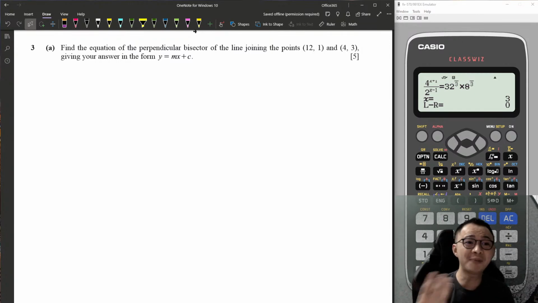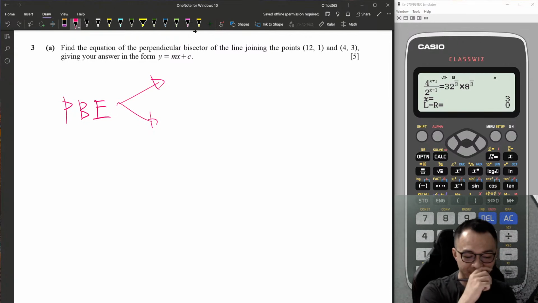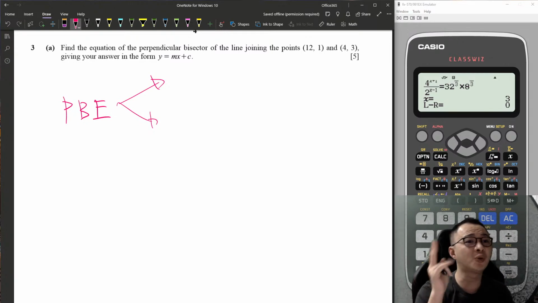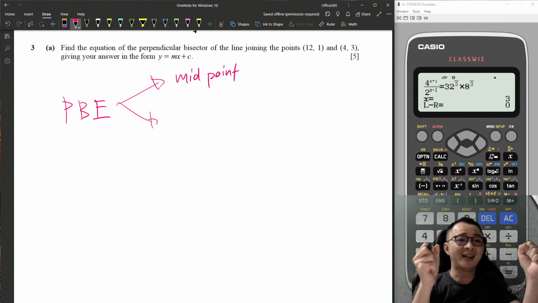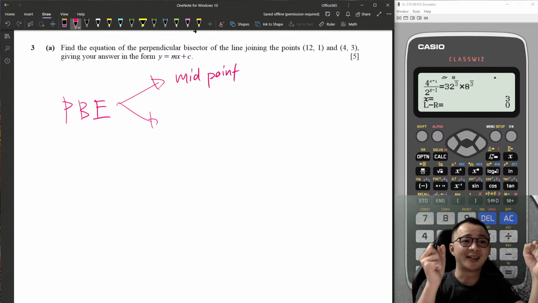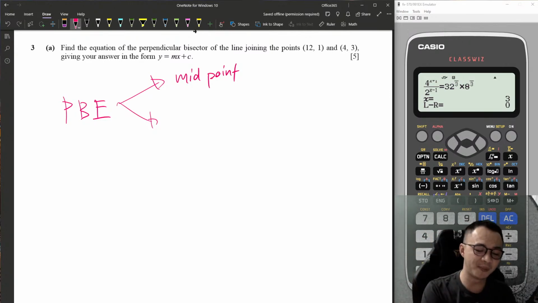Alright. Perpendicular bisector. If you watched my tutorial before, you should know whenever we see a perpendicular bisector equation, we need two pieces of information. We need to have the midpoint. Why? Because bisector means, for A and B here, the line doesn't touch A or touch B. They touch the middle of AB. So they touch at the midpoint.